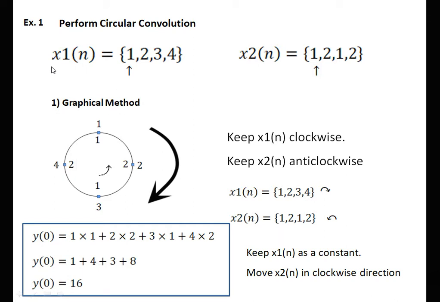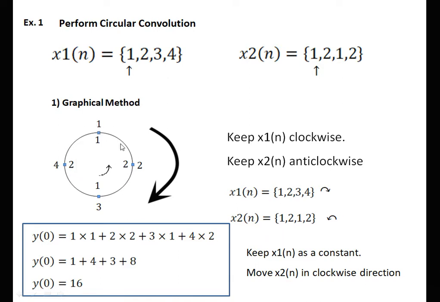In convolution, always one signal is fixed and the other signal is moving. So here we are keeping x1 fixed and we are moving x2. In the graphical method, the first signal x of n, which is fixed, is placed outside the circle in the clockwise direction, so it will come as 1 2 3 4 in clockwise direction. The moving signal, that is x2 of n, we will keep in anti-clockwise direction. Therefore it will come as 1 2 1 2.